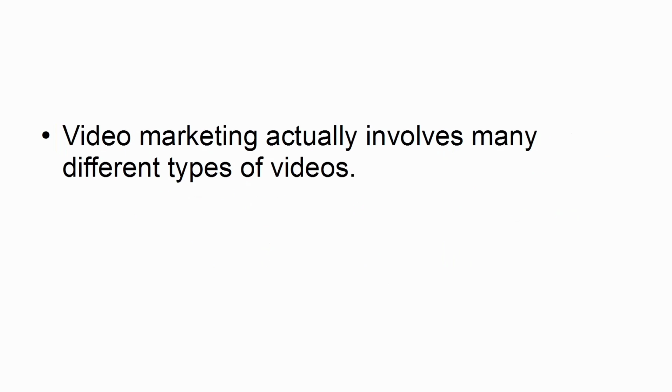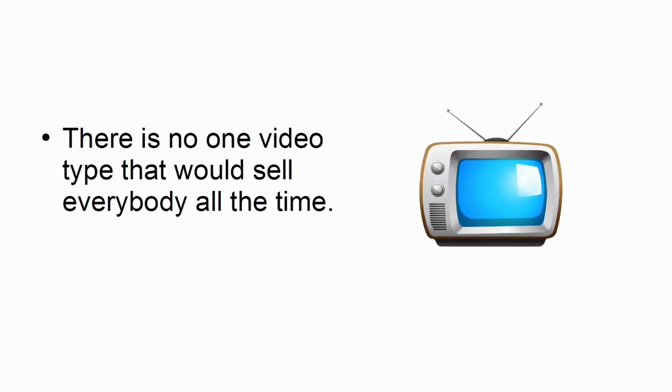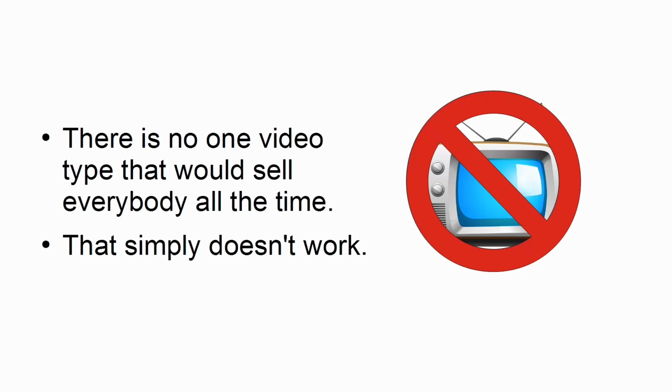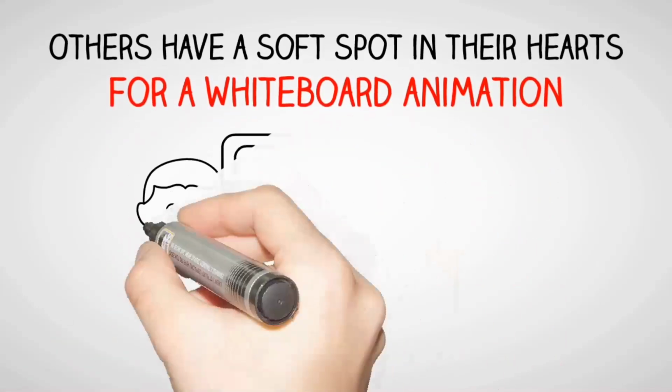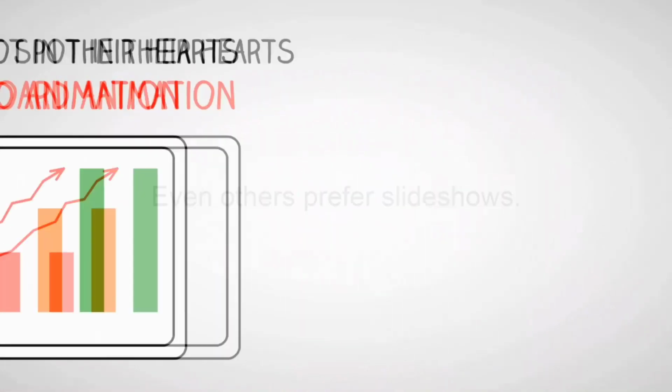Video marketing actually involves many types of videos. There's no such thing as a magic bullet video. Seriously, there's no one video type that would sell everybody all the time. That simply doesn't work. Different people are more likely to trust a video spokesperson. Fair enough. Others have a soft spot in their hearts for a whiteboard animation. Cool. Even others prefer slideshows.